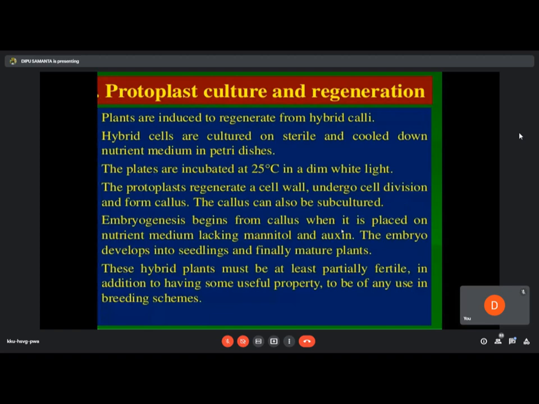Hybrid cells are cultured on a sterile media. Mostly we prefer to culture in petri dishes rather than culture tubes or chamber bowls. The temperature here we follow is 25 degrees centigrade. And another thing, from the callus, we go for the embryogenesis. And as I have already mentioned, the different stages of embryogenesis by controlling the hormones, then from the hybrid, those hybrid plants can be formed.